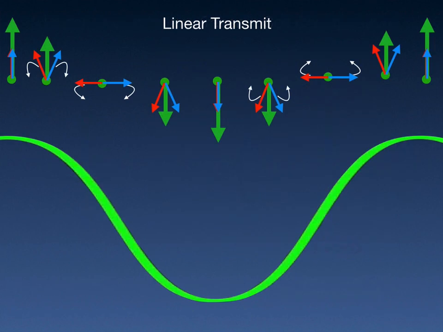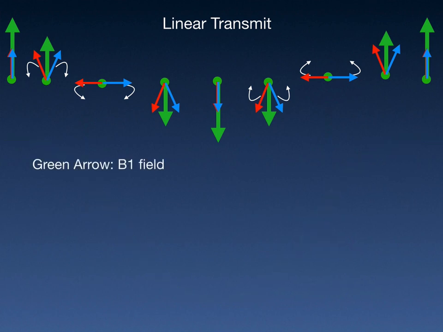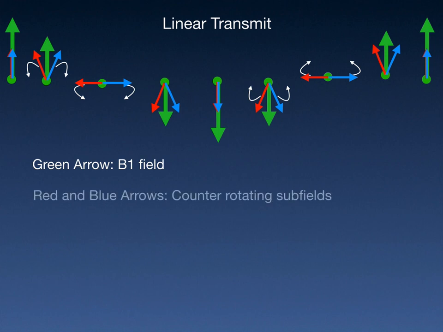Let's start with a look at how a linear transmit coil produces the B1 field. In this illustration, the B1 field is depicted by the green arrow. It's oscillating at the same resonant frequency, omega sub 0, as the spins. The B1 field can be decomposed into two counter-rotating subfields, in this case represented by the red and blue arrows. Each is half as large.